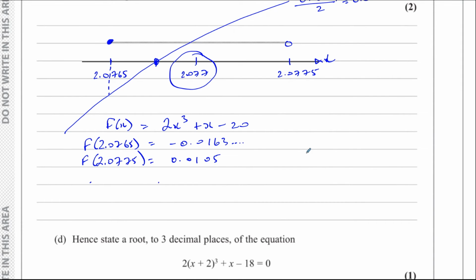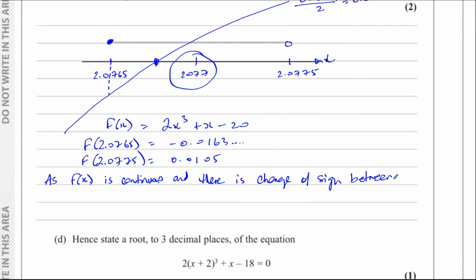So we should make a little statement here. Don't just leave it like this. You can say, as f of x is continuous, which is a good thing to write down, and there is a change of sign between the lower bound, which is x equals 2.0765, and the upper bound, x equals 2.0775.